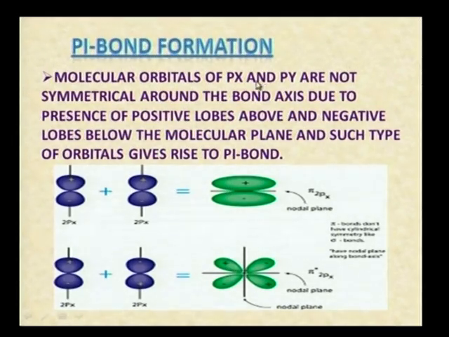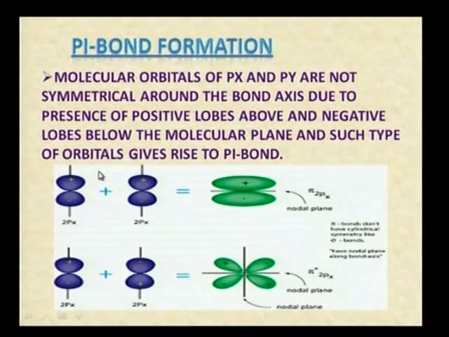Molecular orbitals of px and py are not symmetrical around the bond axis due to the presence of positive lobes above and negative lobes below the molecular plane, and such orbitals give rise to a pi bond. For example, the 2px orbital is taken as a pi molecular orbital. Two 2px orbitals undergo side by side overlapping and result in the formation of a pi molecular orbital. These are of two types, pi bonding and pi anti-bonding molecular orbitals. The pi bonding molecular orbital has one nodal plane, whereas the pi anti-bonding molecular orbital has two nodal planes between the nuclei.